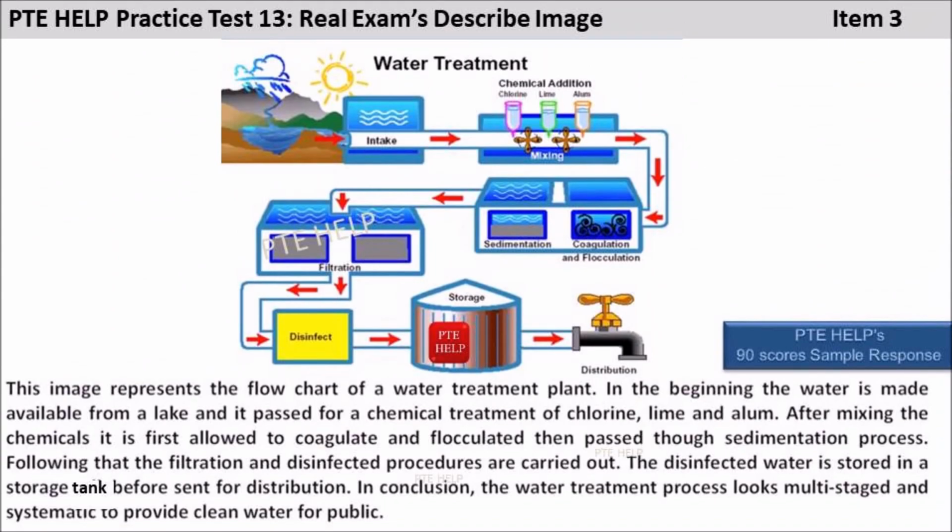This image represents the flow chart of a water treatment plant. In the beginning, the water is made available from a lake and it is passed for a chemical treatment of chlorine, lime and alum. After mixing the chemicals, it is first allowed to coagulate and flocculate, then passed to the sedimentation process. Following that, the filtration and disinfection procedures are carried out. The disinfected water is stored in a storage tank before being sent for distribution. In conclusion, the water treatment process looks multi-staged and systematic to provide clean water for the public.